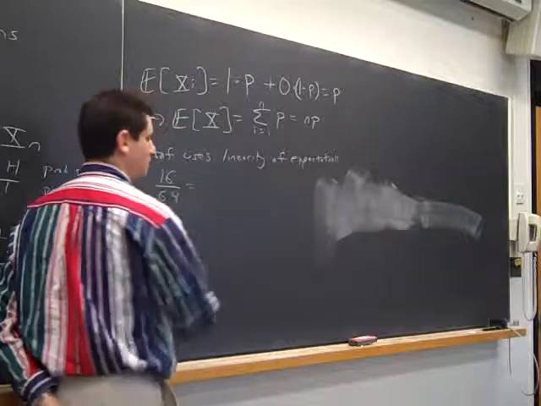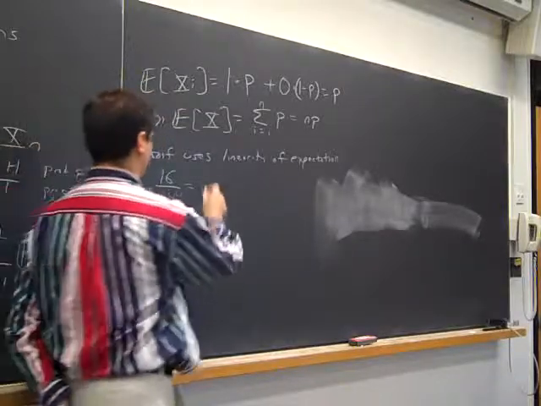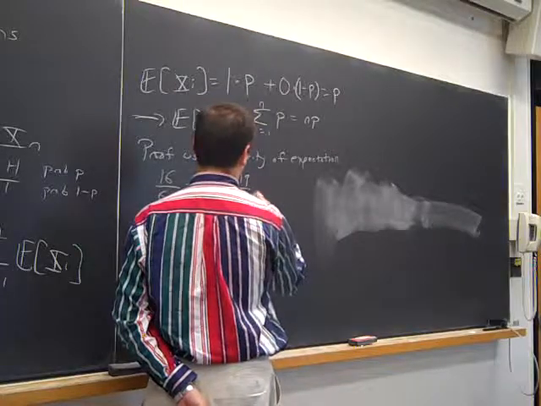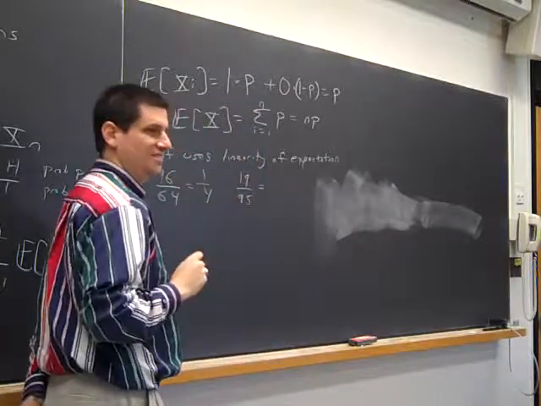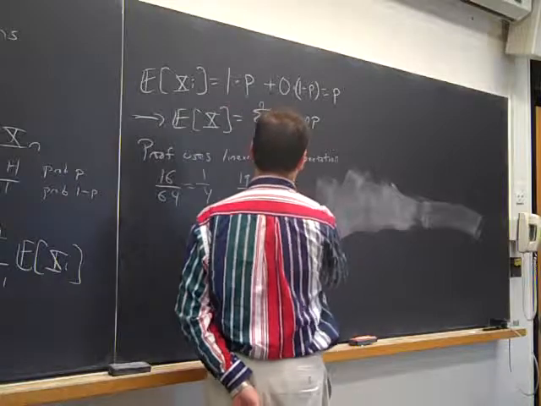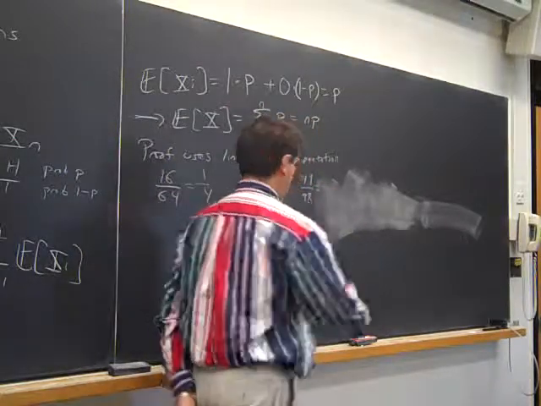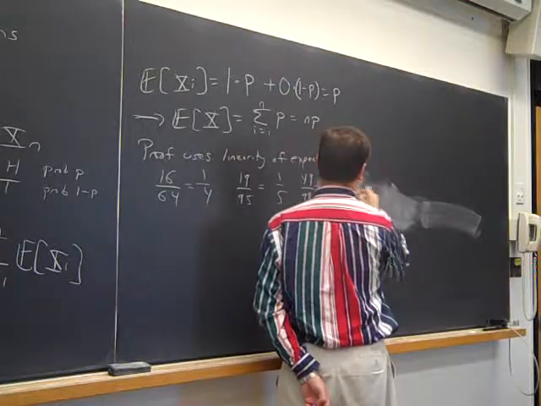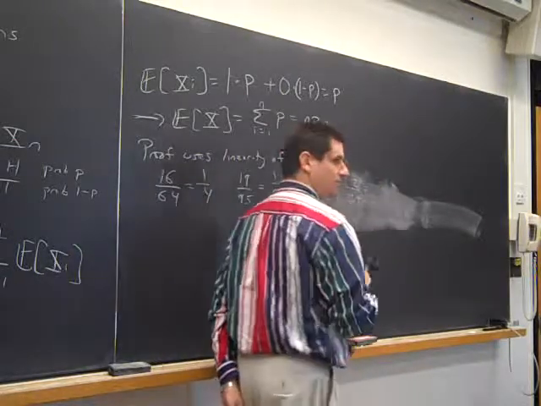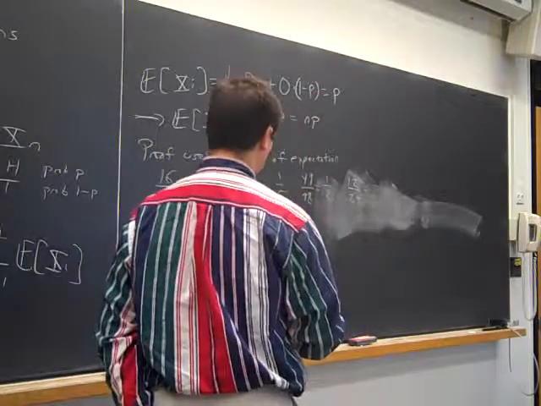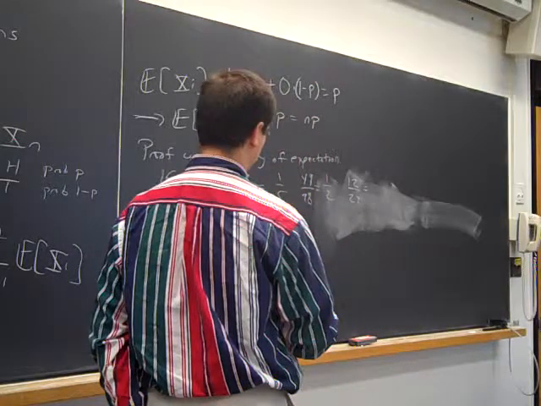16 over 64. 1/4. All right. 19 over 95. 1/5. 49 over 98. Half. 12 over 24. Sorry? 1/4, right?